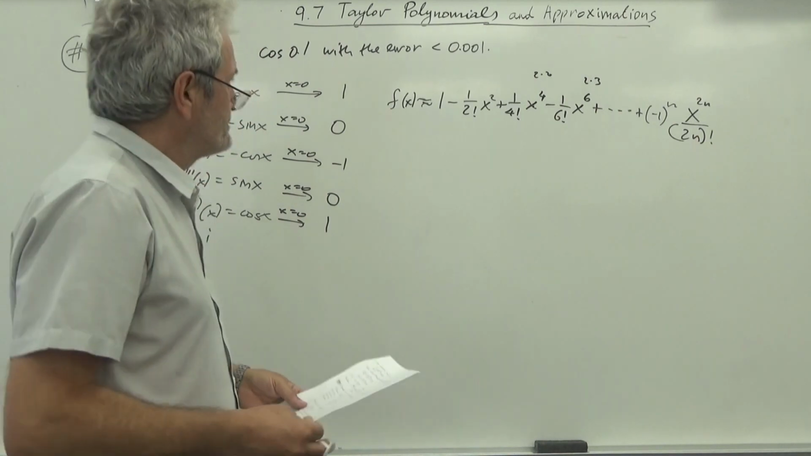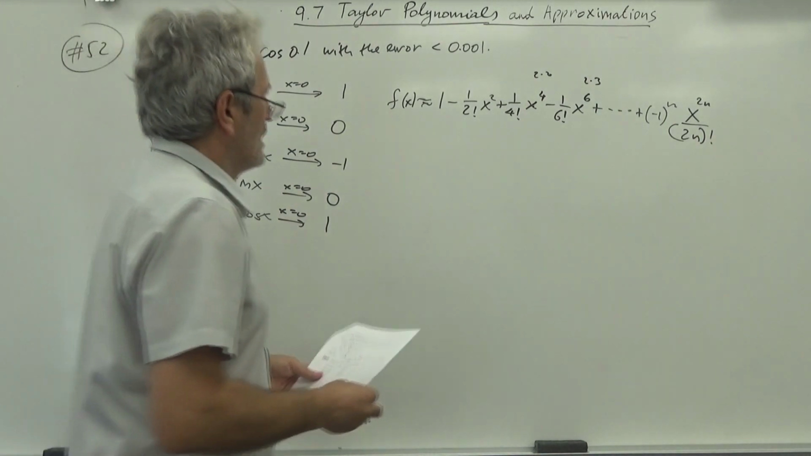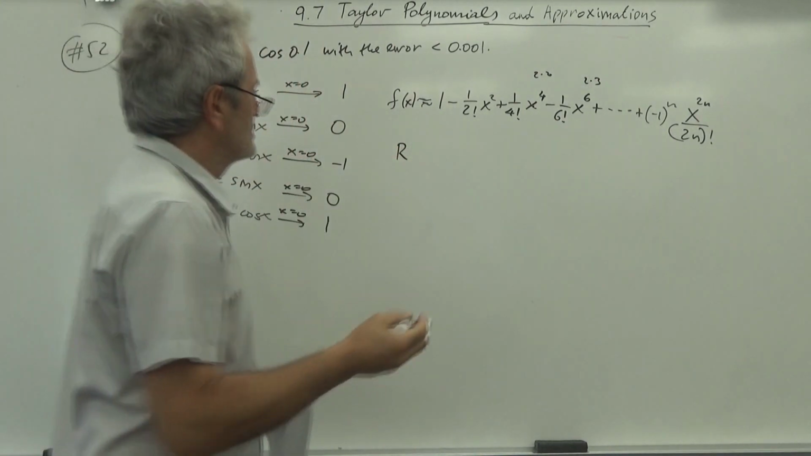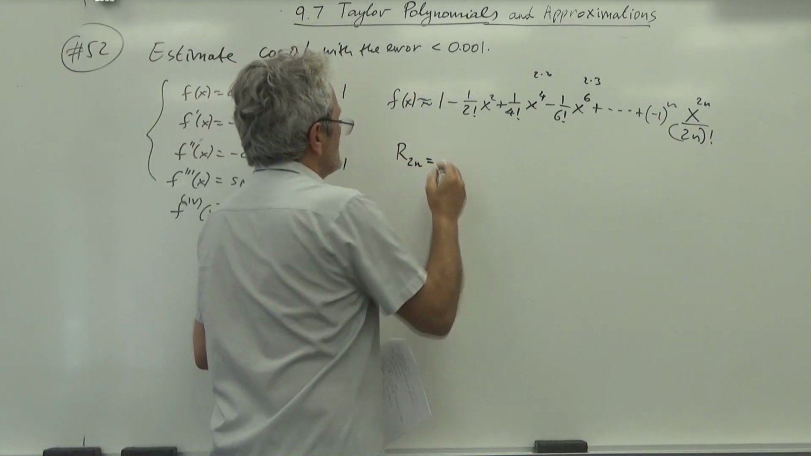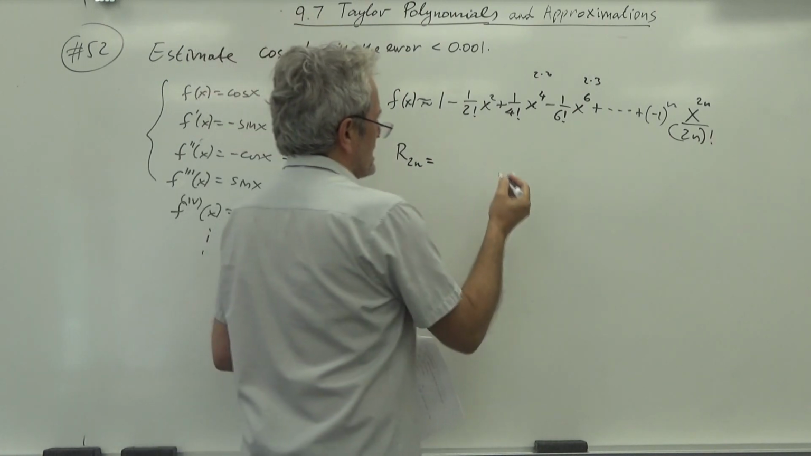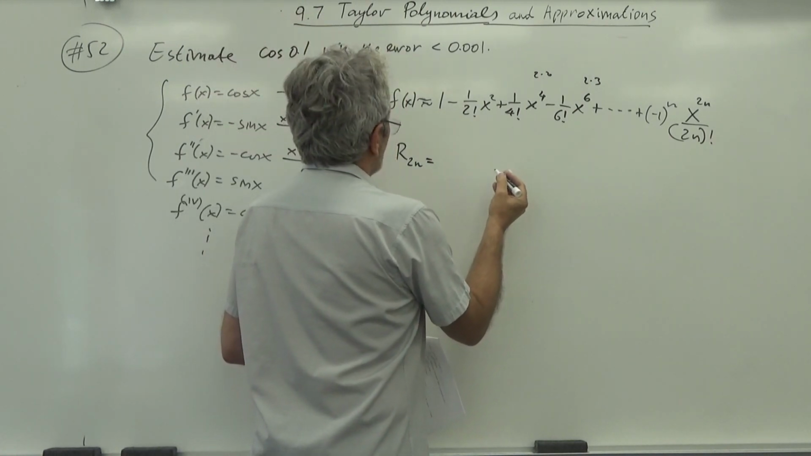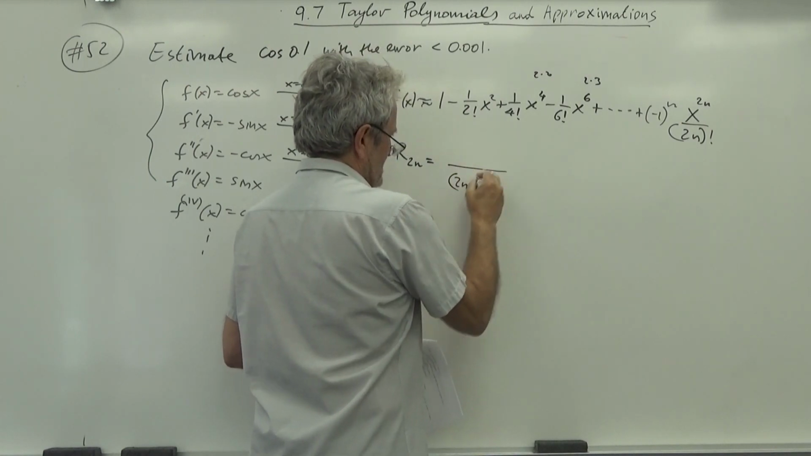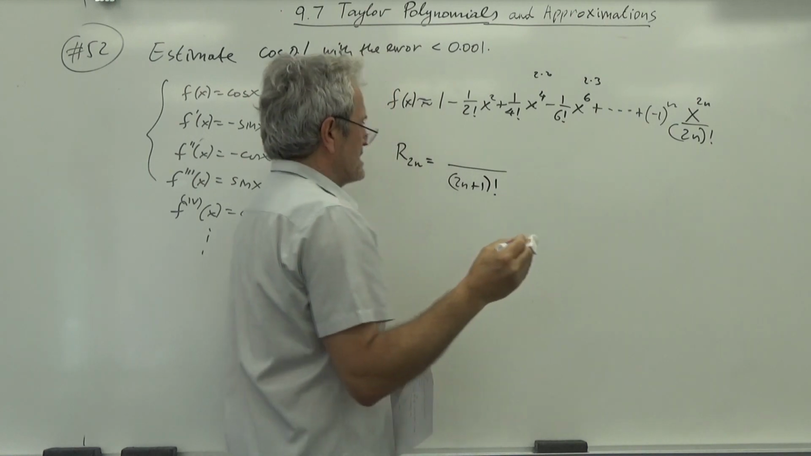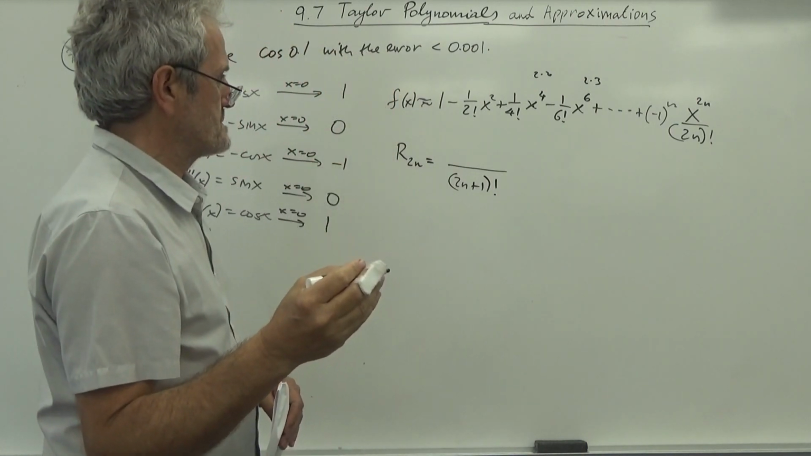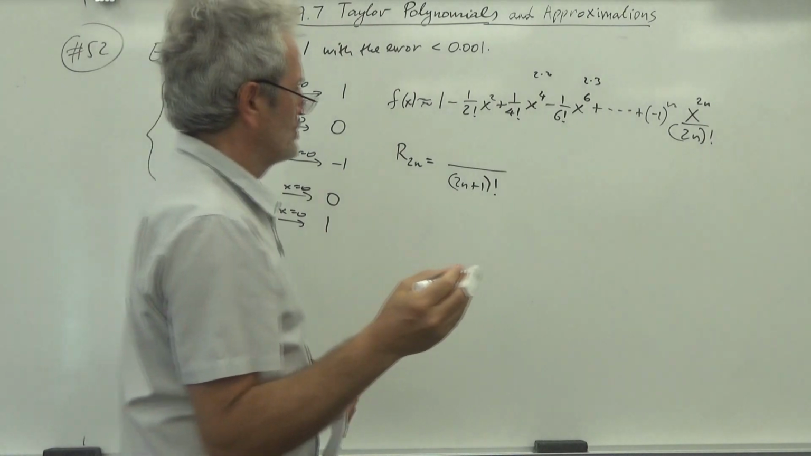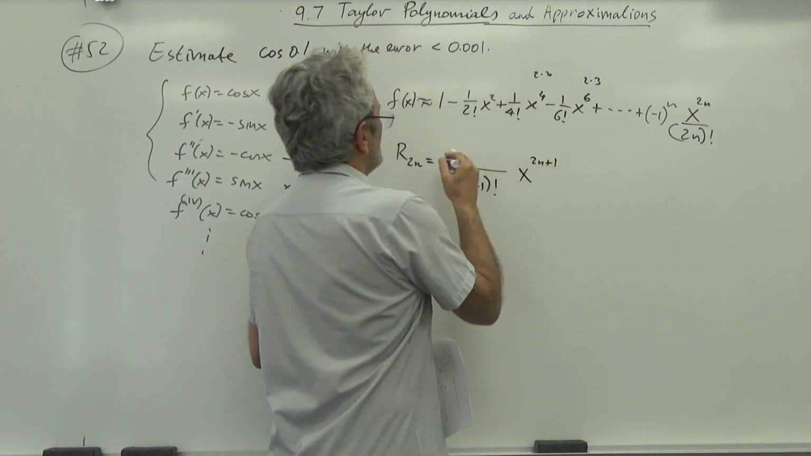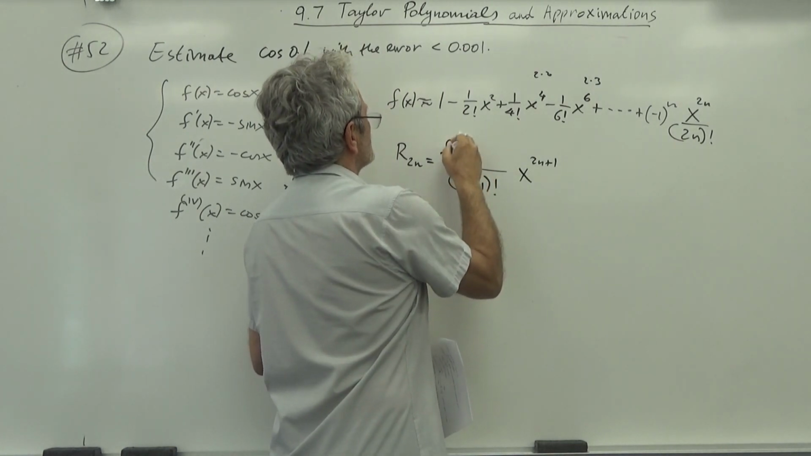So what do we do now? What is the error? R 2n equals, what would that be? The formula says it will be x to the 2n plus 1 over 2n plus 1 factorial. And then what do we do? Here we have x to the 2n plus 1, and then here is the 2n plus first derivative.